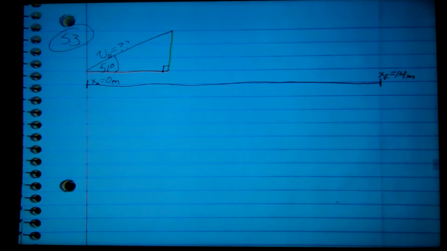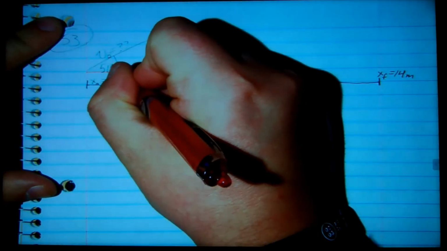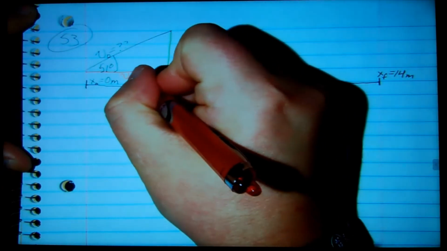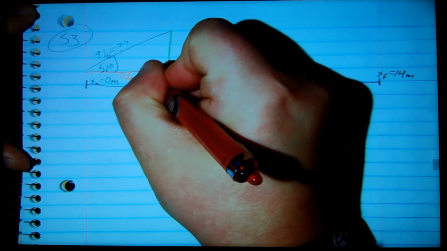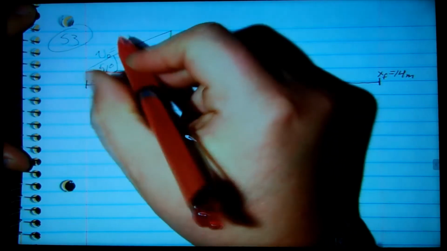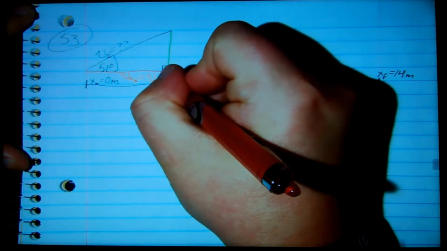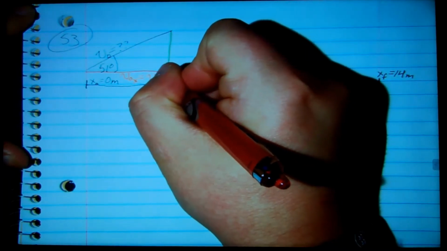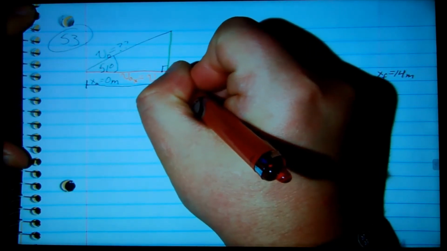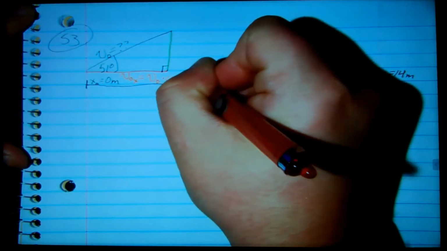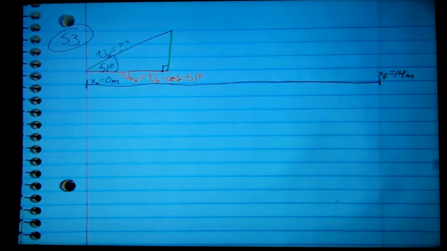Now, I'm going to tell you there's probably more than one way to do this problem, but this is the way that I figured this out. So I did some math here. The initial velocity in the X direction, the orange, is equal to the initial velocity, which is that resultant vector up there, times the cosine of 51 degrees.